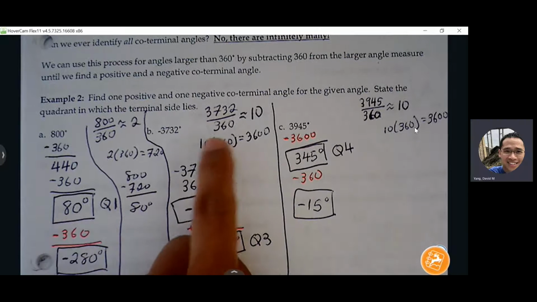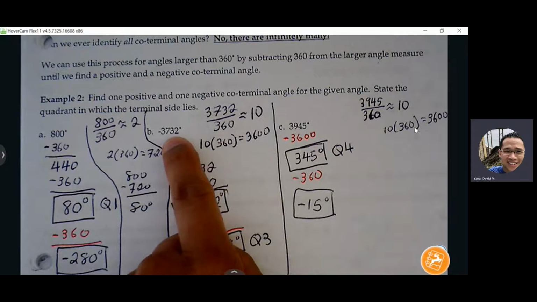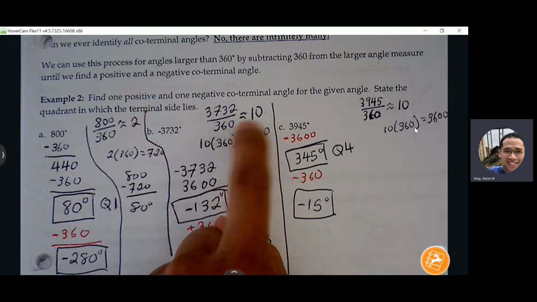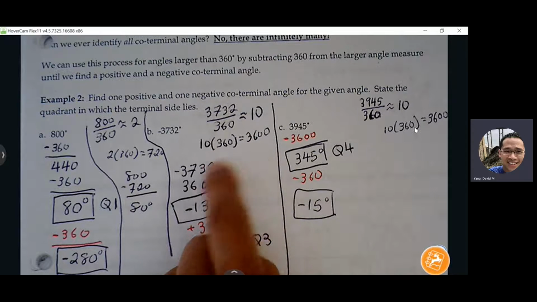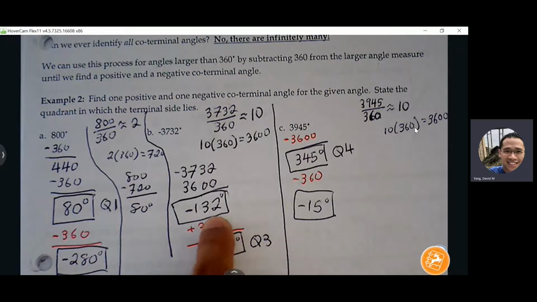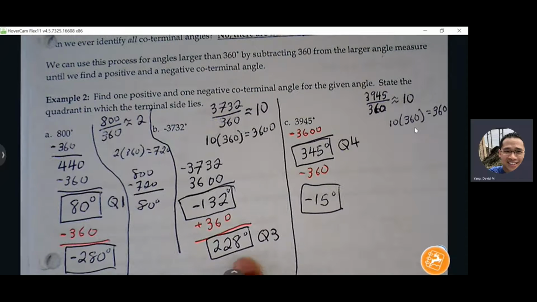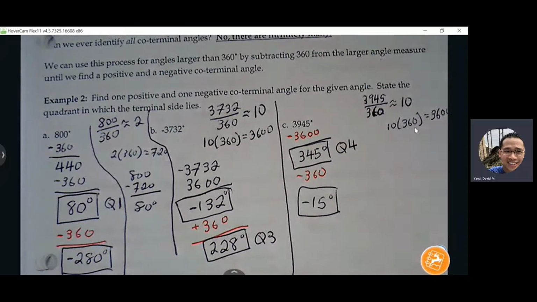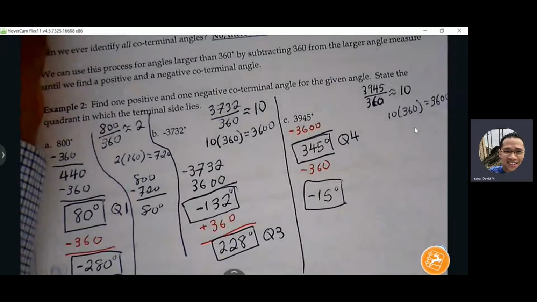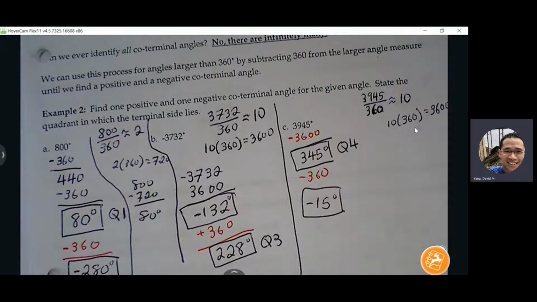But for B, we talked about how when you have a really, really large angle, rather than keep adding 360 over and over again, if you divide by 360, you can have an idea how many rotations it's going to take, and then take that, multiply by 360. And if I add that number, I can get to my recognizable degree measure a little faster. Okay, so we talked about that yesterday.